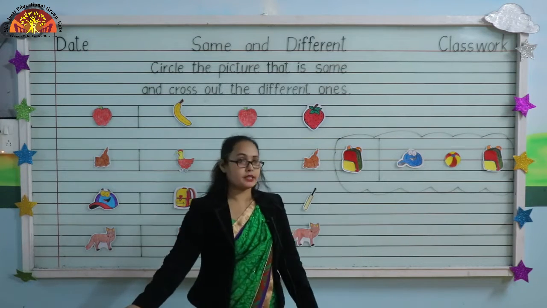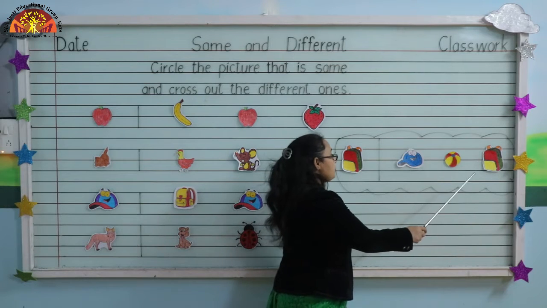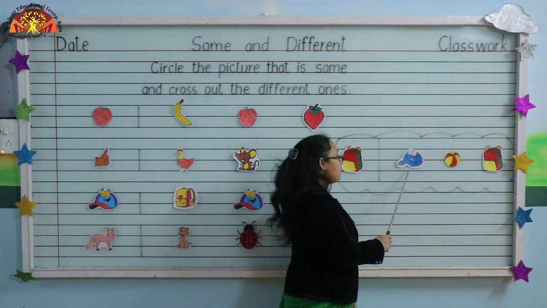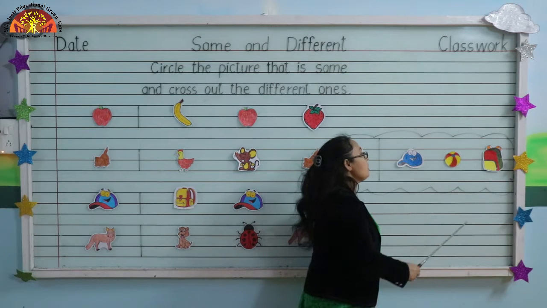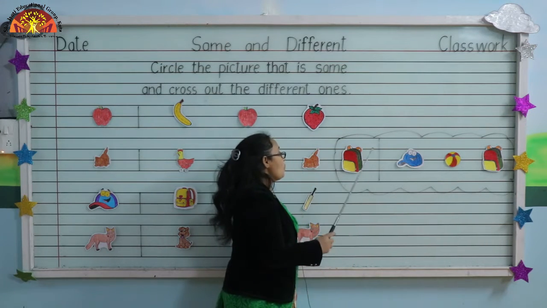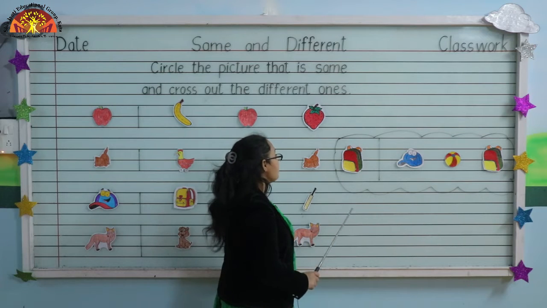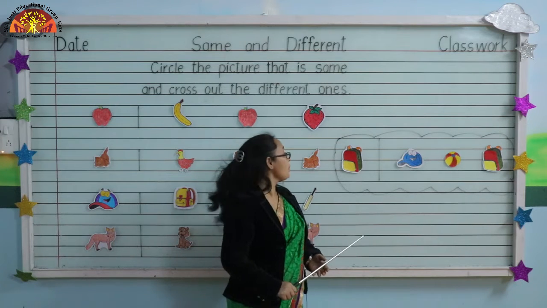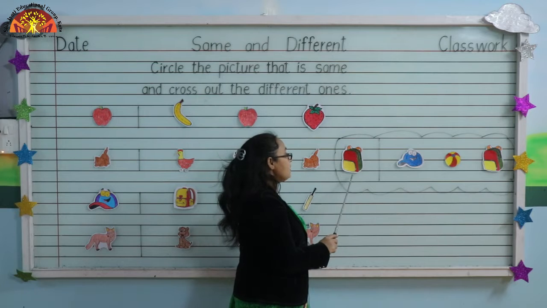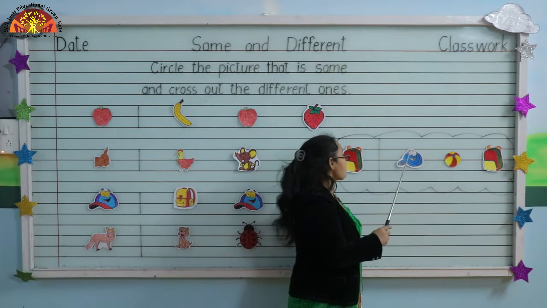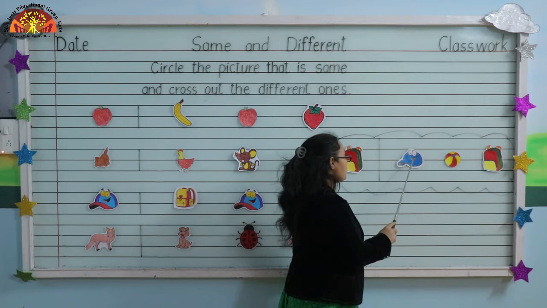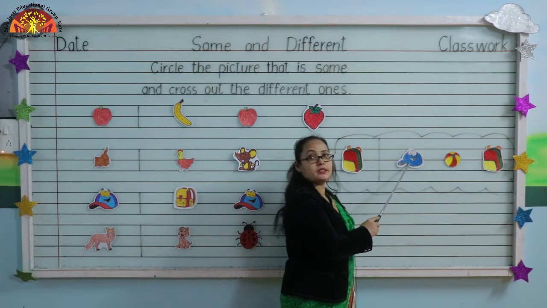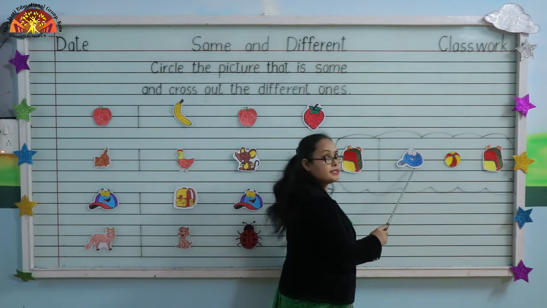For example, kids, I have four pictures here and the pictures are of a bag, a cap, a ball, a bag. Kids, what is this? Yes, this is a picture of a bag. Now we will find the picture which is same in color and size. Let's see. Kids, is this a same picture? No. This is a cap. It is different in color and size.